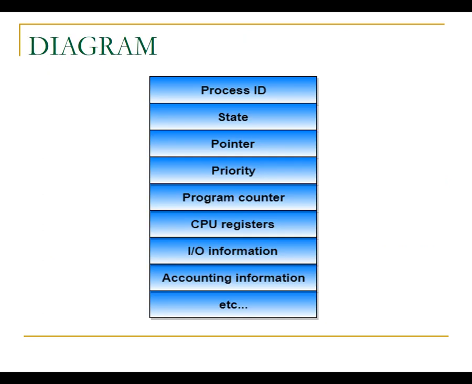Now the process state diagram can also be represented in this format. This format is a stack format where you can see that first is process ID, then process state, process pointer, process priority, program counter, CPU register, input output information, accounting information, etc.